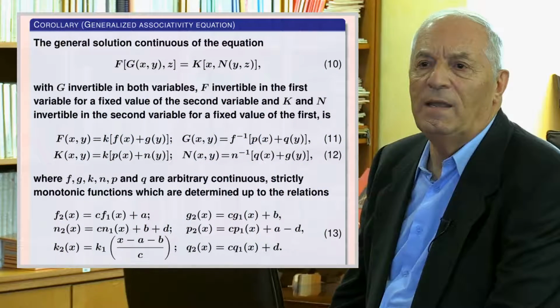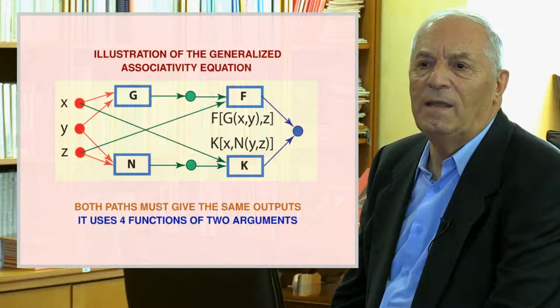This corollary gives the general solution of a particular interesting case of the previous functional equation and the corresponding general solution, together with the uniqueness associated considerations. Since an image is worth more than 1,000 words, we include here the network associated with this functional equation. As before, it shows two paths or processes leading to the same output. Note that again two-argument functions are involved.